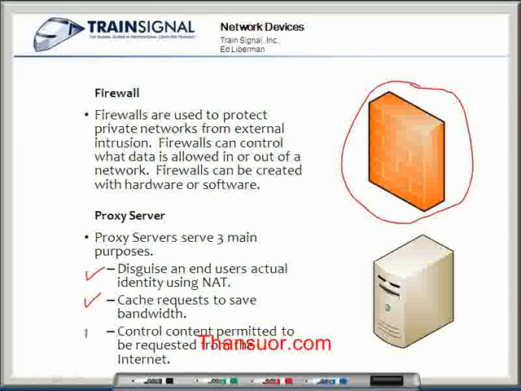And then the third function is that a proxy server can control content permitted to be requested from the internet. In other words, you can put in filtering that says, I'm not going to let my users make requests to go to pornographic sites because they're not appropriate for the workplace. Unless, of course, you work for a pornographic company. But anyway, you get the idea: you can control what websites they can actually make requests to get content from.